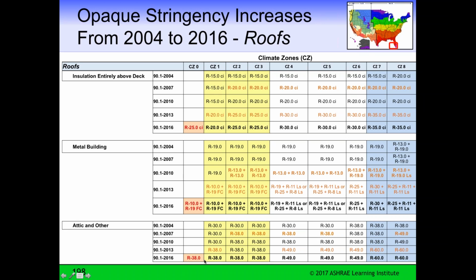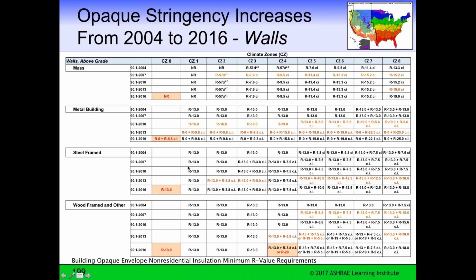And for attic and other, you have very high requirements because the lay-in insulation is much cheaper to install. You have R38 for climate zones 1, 2, 3, R49 for climate zones 0 through 3, R49 for climate zones 4 through 6, and for climate zones 7 and 8, you have R60. So you can see that there's been a major increase in stringency for opaque roofs. For walls, it's very similar.